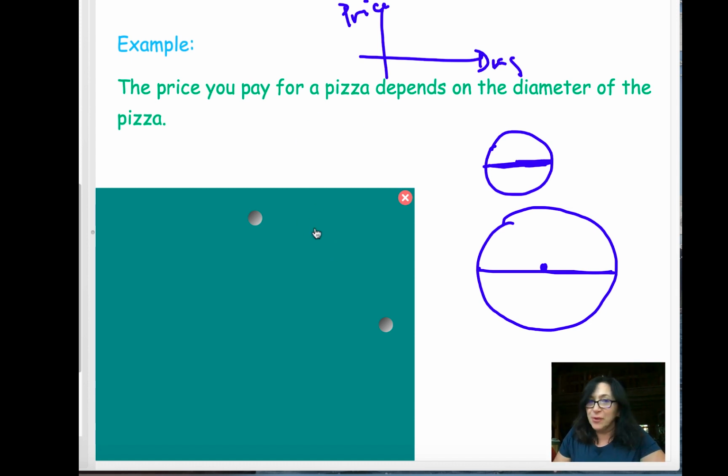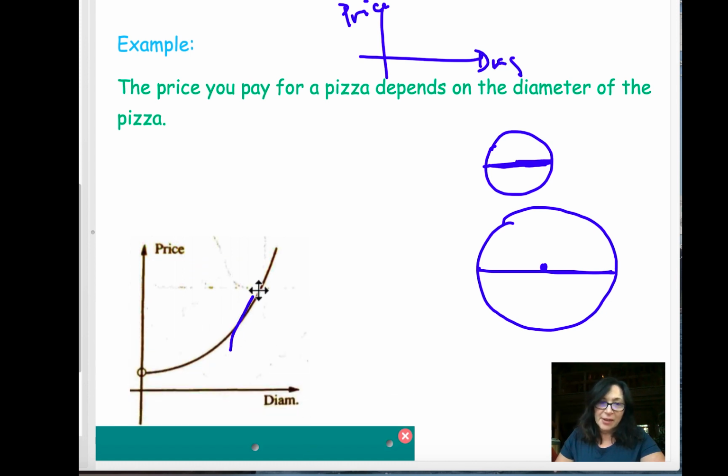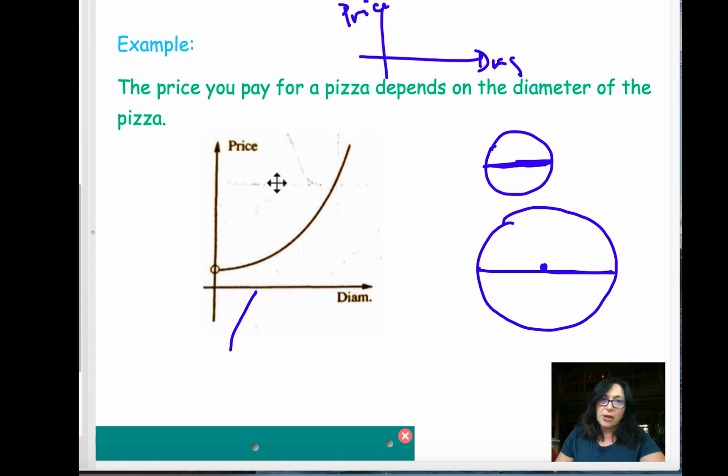So in doing that, hopefully you paused and then restarted. Basically, you're looking at the price you pay right here. It's going to start out at 0 here. Why? If I don't pay anything, if I pay no money, I have no diameter. So that's what that's saying. But the bigger the diameter, the more expensive my pizza is.